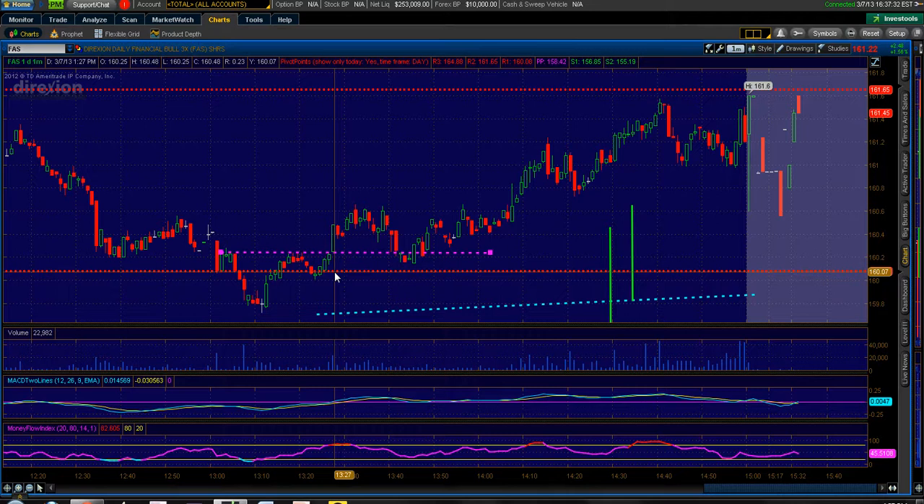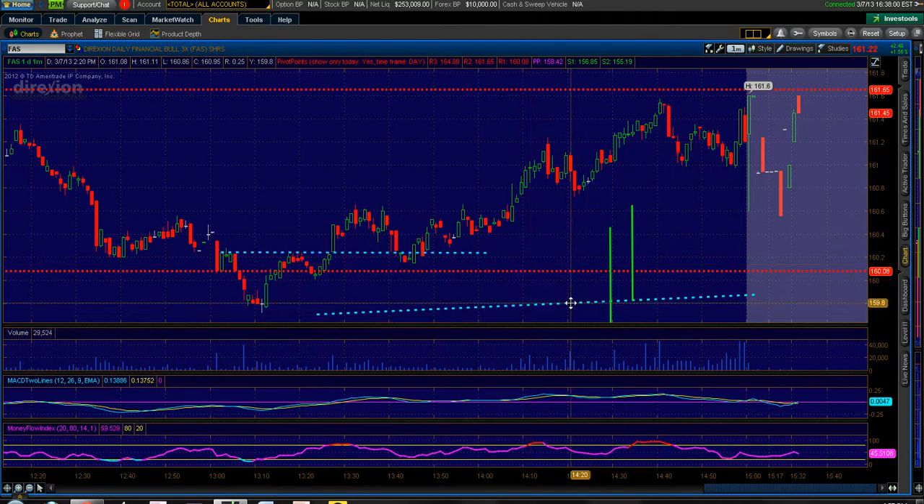Basically, I connected that neckline, extended it out, and then used it as support. Once it broke through there, it came back down. A little bit of a battle here, but it ends up being used as a support line. So at that point, I'm looking at the larger picture and saying, if they can buy this up a little bit, which they did, this is starting to look like a big inverse head and shoulders.